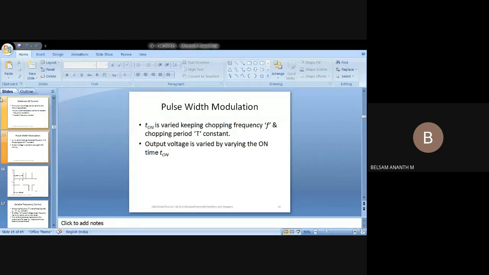In the previous diagram, we just saw the output side. We had a resistor. Sometimes we may have a resistor and inductor combination, otherwise an RLC combination, or you replace it with the load required by whichever application you are trying to connect or integrate with the electrical power drive. That will be called an industrial drive or electrical drive. In that drive, the output voltage may be varied by varying the on time T on.